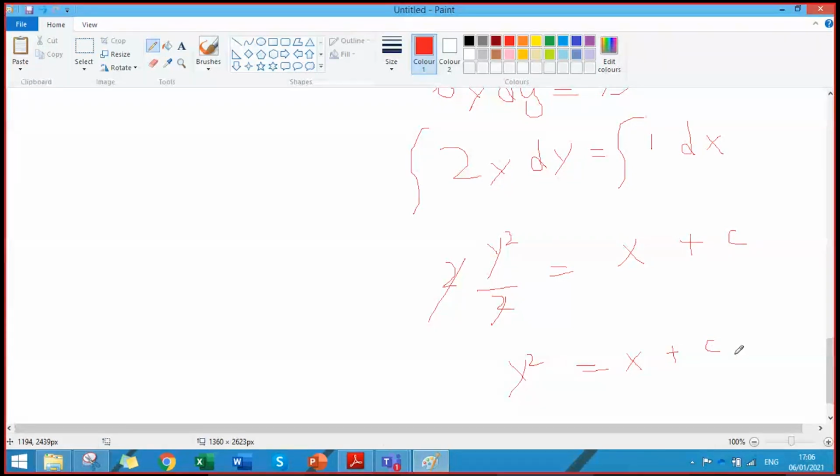This is the equation for the streamline. If we know this equation, we can draw streamlines for the flow, having the velocity field as 6y feet per second and 3 feet per second. Is it clear?